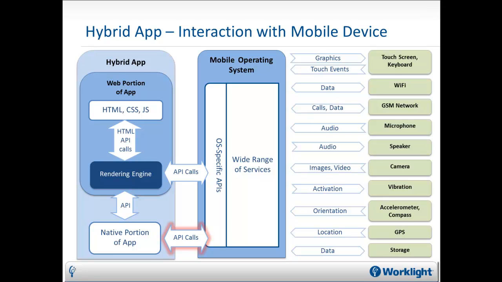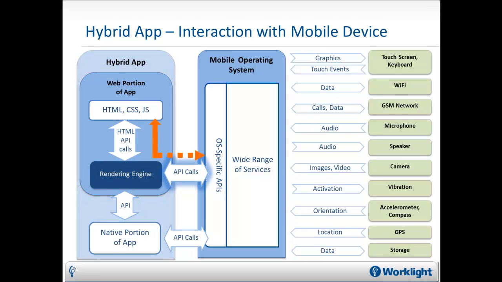The second component is the web portion of the app. This part is written in HTML, CSS, and JavaScript, which are executed by the same rendering engine that is at the heart of the browser that comes with the device. By default, this web code can only access the services that the rendering engine exposes. So theoretically, you might think it has the same limitations as web apps do.